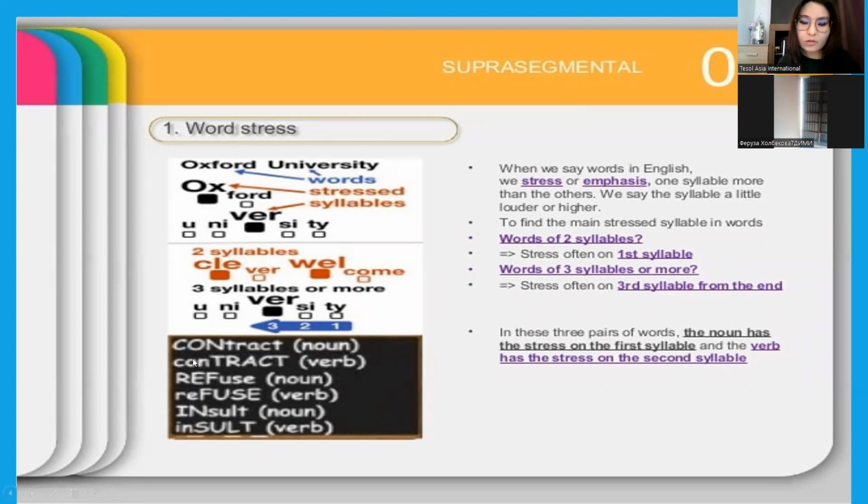Look at these examples. Contract, noun; contract, verb. Refuse, noun; refuse, verb. Insult, noun; insult, verb. Depending on what part of speech we have, noun, adverb, or adjective, the pronunciation can be different, although we have the same spelling.